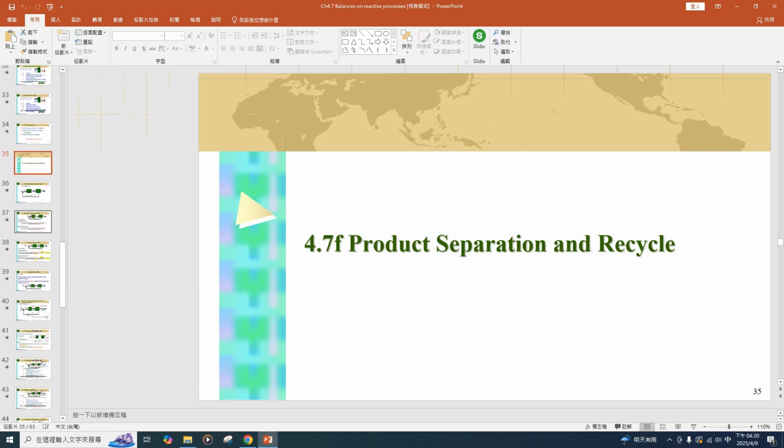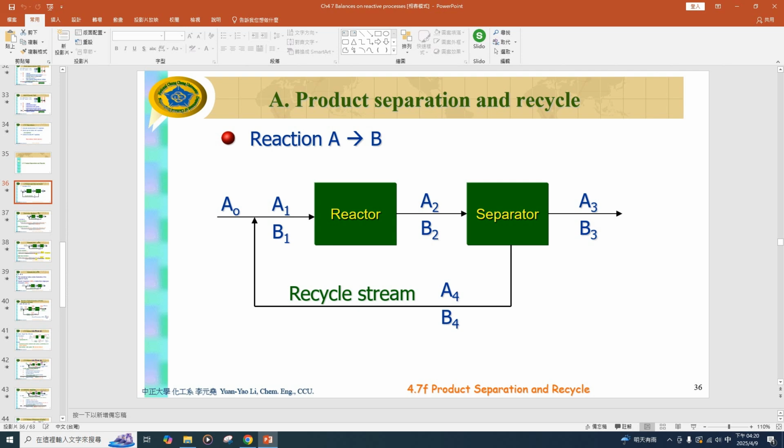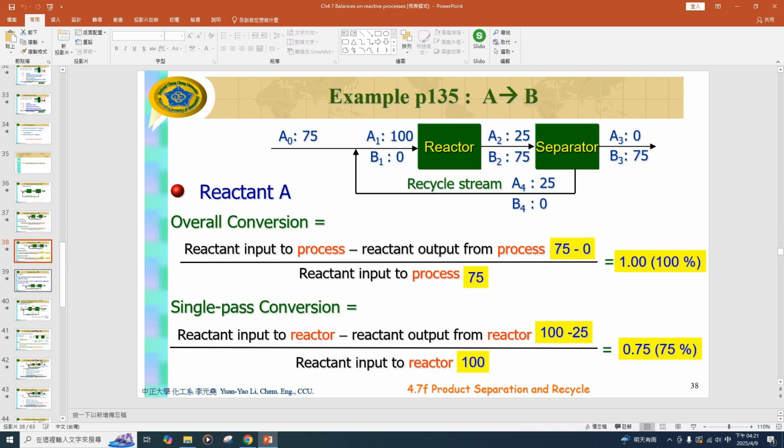At the end of last week, we talked about product separation and recycle. We already learned how to do recycle, like this. This is a recycle stream. And then we learned a very important concept, which is overall conversion and single pass conversion.